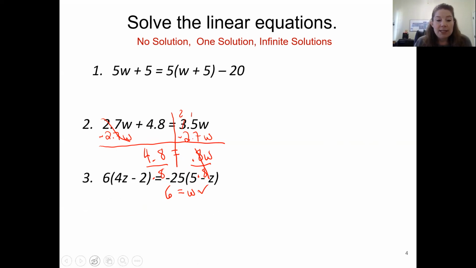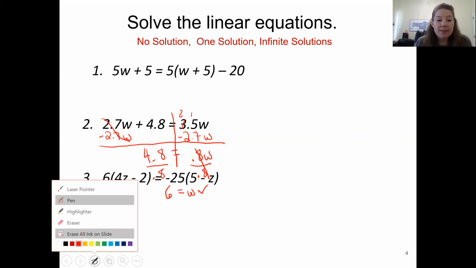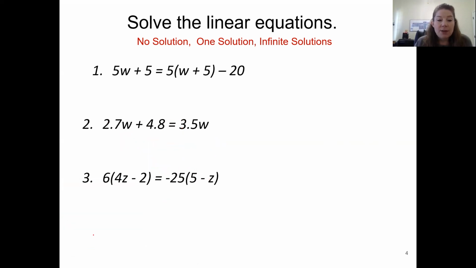Moving on, let me erase number 2 so you guys can see number 3. All right, so number 3, a lot going on. I see some parentheses, so we know we have to use the distributive property. So first thing I'm going to do is make sure I don't try to combine like terms across the equal sign. Now I'm going to get rid of both sets of parentheses by using the distributive property on both sides of the equal sign, right? All right, so 6 times 4z is 24z.